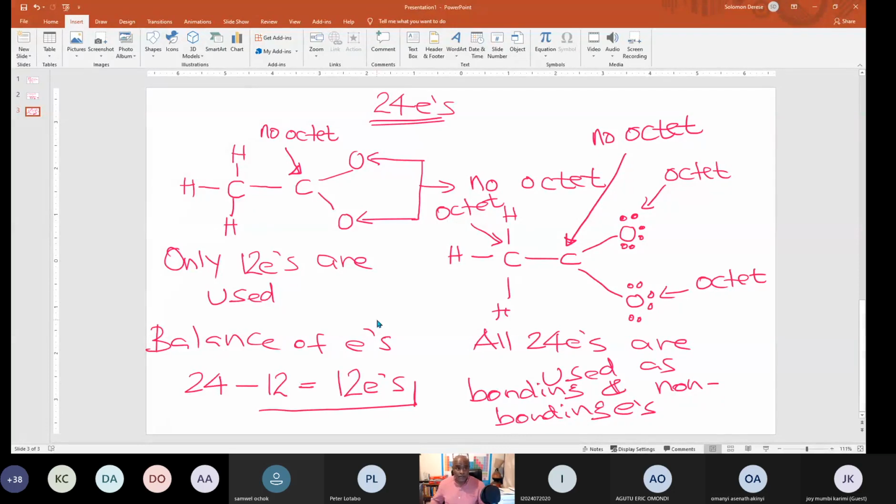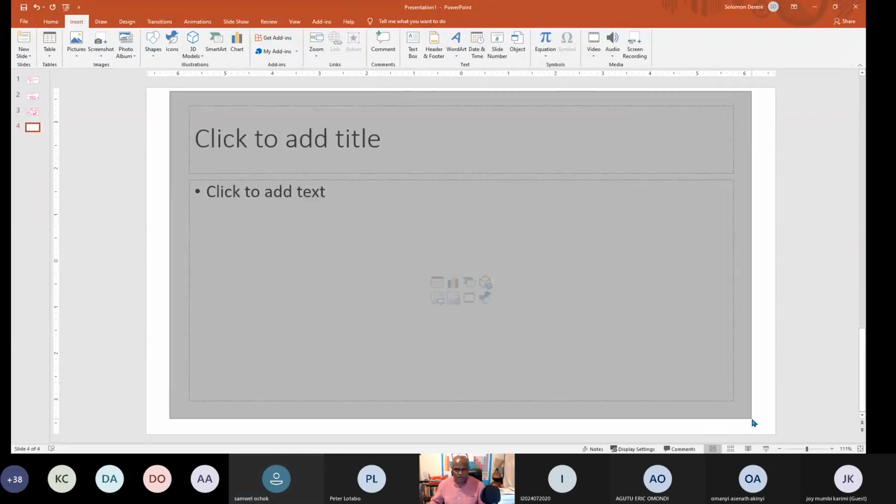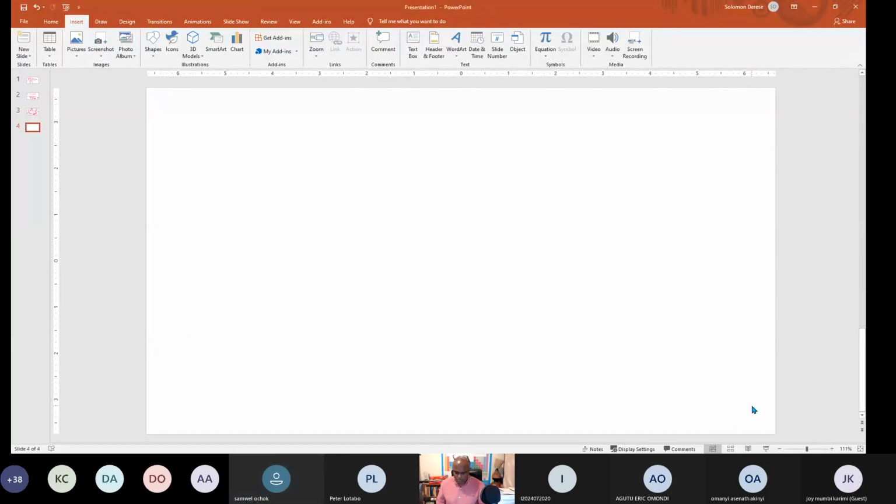Okay? So let me draw it again. Please mute. So we have the carbon that has formed a covalent bond with 3 hydrogens. This is very clear. Then we have this carbon that has formed a covalent bond with 2 oxygens. And then both oxygens have 3 lone pairs of electrons. But this carbon does not have an octet.